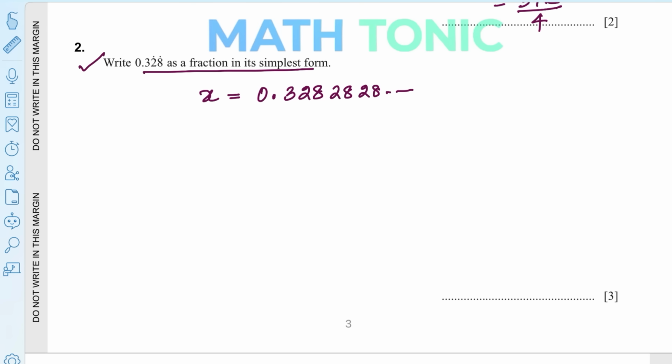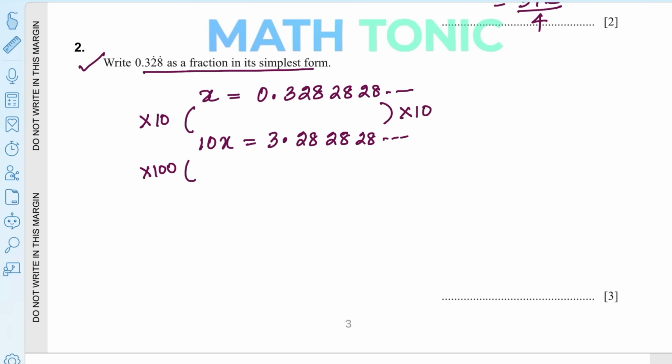Now the first step is to move the non-recurring number. That means we have 3, one digit, right? If I times by 10, it will be 10x equals 3.2828, and 28 is given like this. Now we have two recurring digits, so we multiply by 100 and shift two digits more. Now it will be 1000x equals 328.282828.